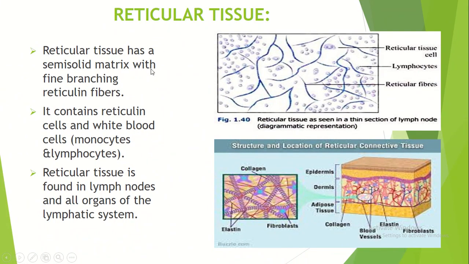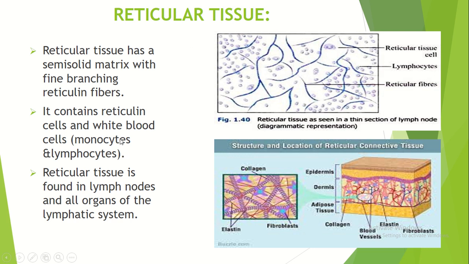Reticular tissue has a semi-solid matrix with fine branching reticulin fibers. It contains reticular cells and white blood cells, that is the monocytes and the lymphocytes. So these are the reticular tissue cells which are present, and the WBCs, the lymphocytes and the monocytes, are present among the reticulin fibers. The reticular tissue is found in lymph nodes and all other organs of the lymphatic system. The WBCs are mainly helpful for the body's defense mechanism. So when there is infection, the WBC count will be higher.